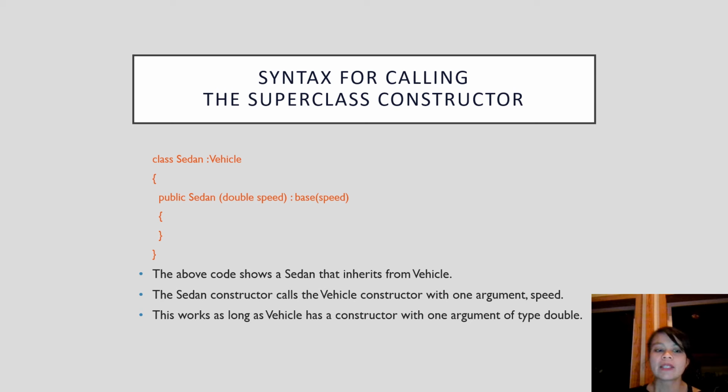So let's look at the syntax for calling the superclass constructor. The above code shows that a sedan inherits from vehicle, right? And the sedan constructor here calls the vehicle constructor base with one argument, which is speed. Okay, this works as long as vehicle has a constructor with one argument of type double.